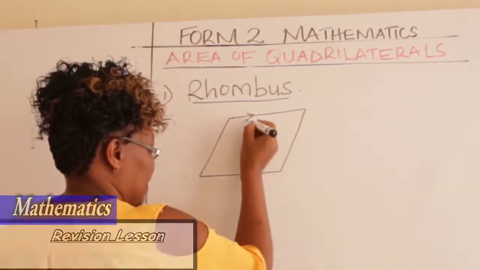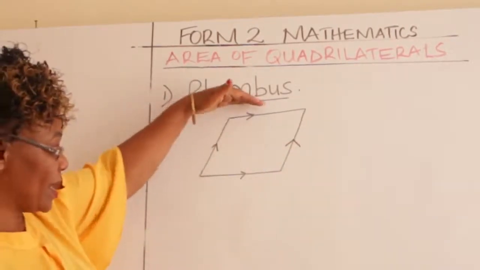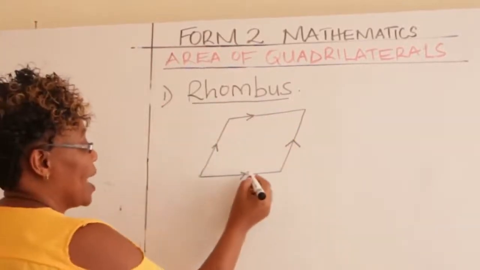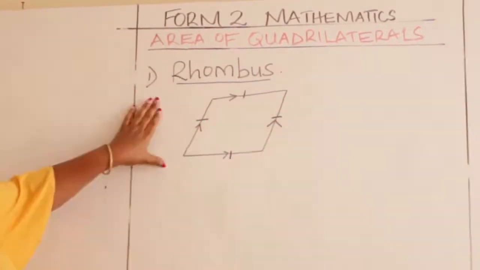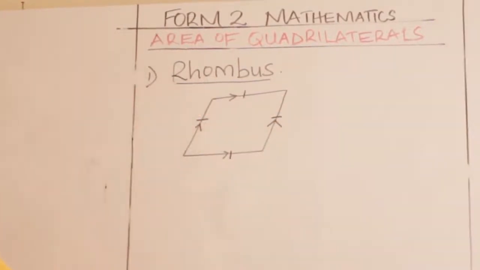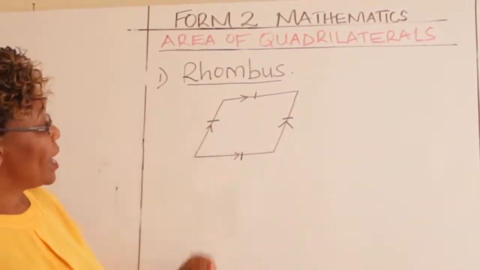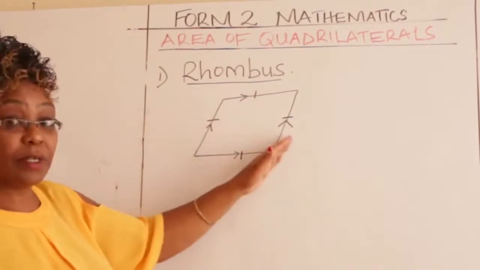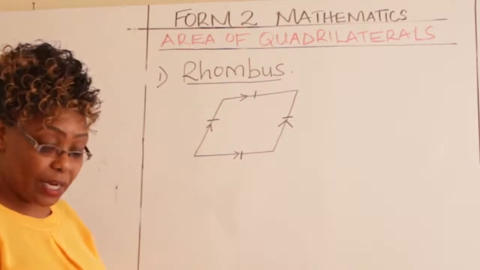So opposite sides are parallel, and all the sides in a rhombus are equal. We now look at area of a rhombus. In a rhombus, opposite sides are parallel, and all the four sides are equal.